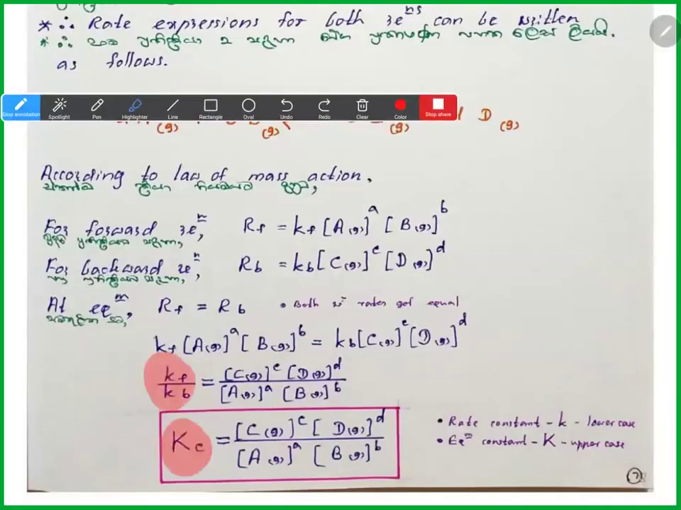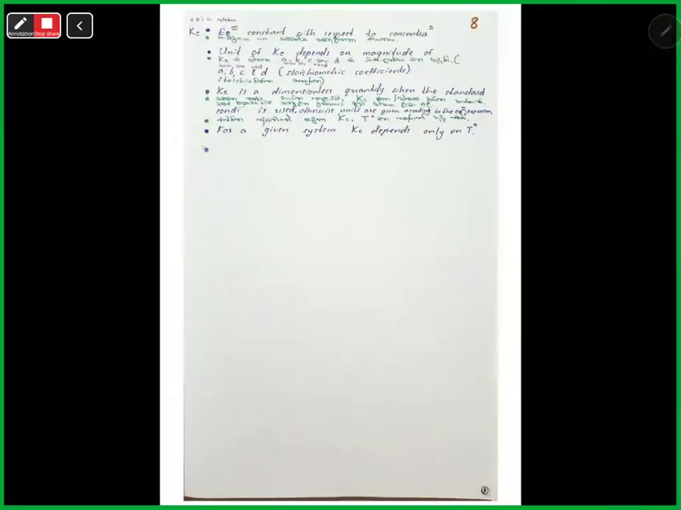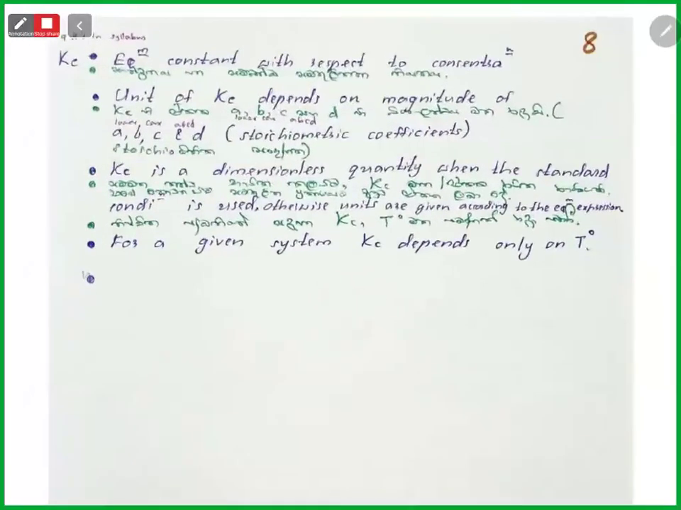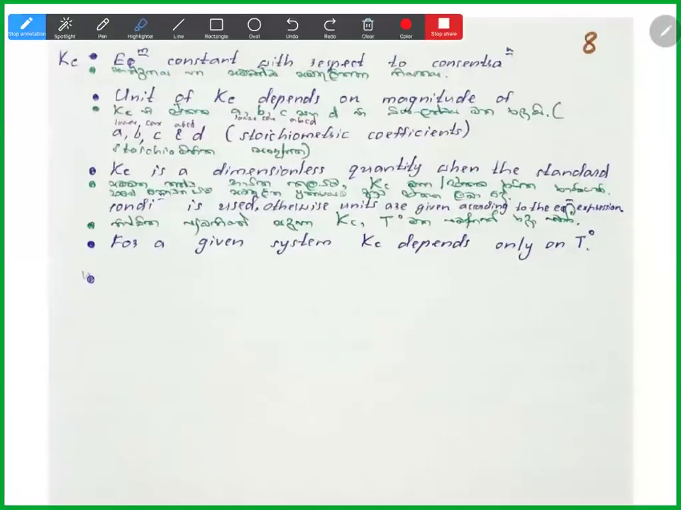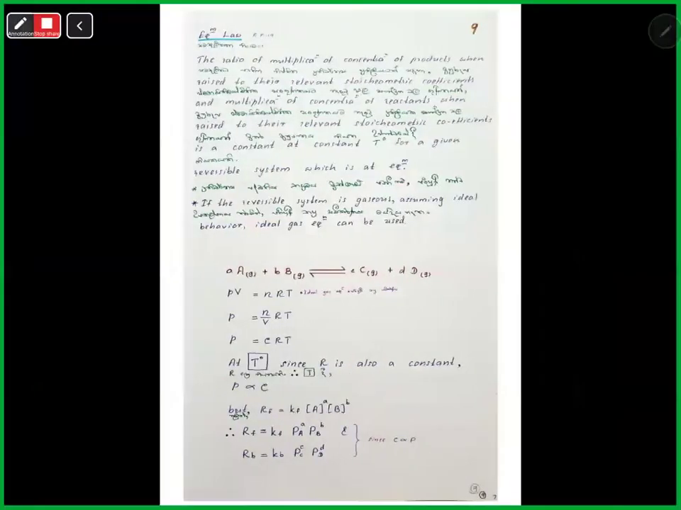Anyway, raised to the stoichiometric coefficients. Here, stoichiometric coefficients of products and reactants. That ratio is the equilibrium constant. Equilibrium constant can be changed only by changing what? Temperature, only by changing temperature, and units depend on the stoichiometric coefficients.